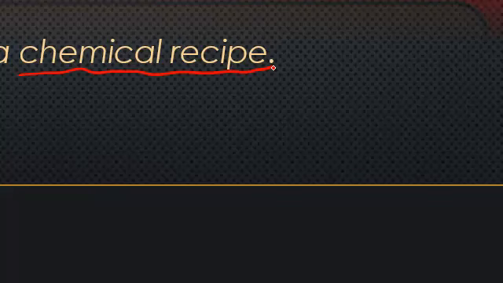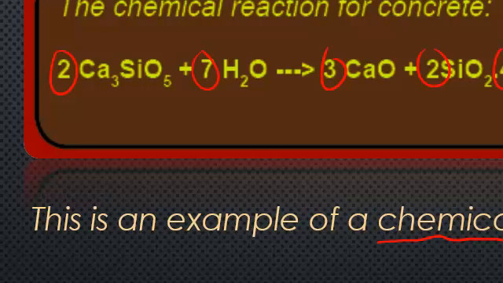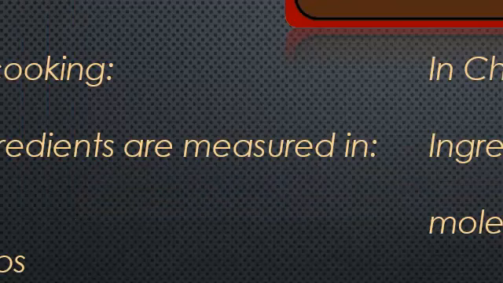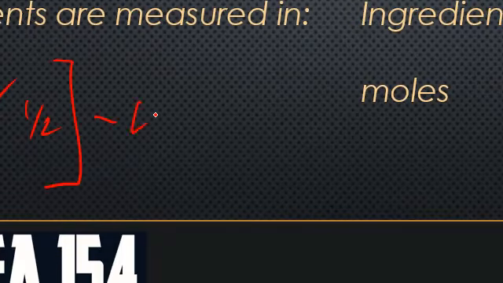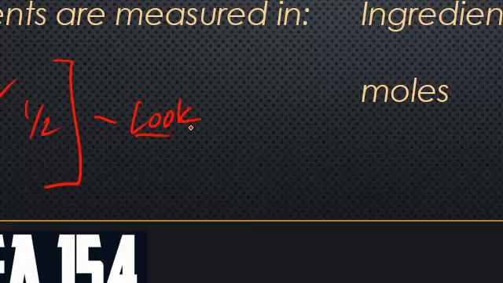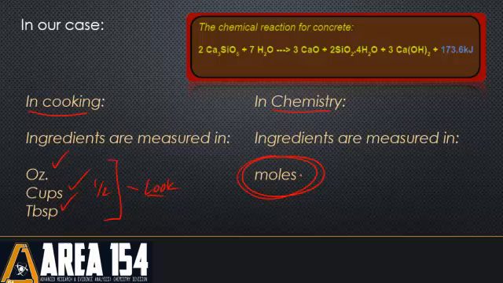So, I guess the question now is, what are these numbers doing here? What do they represent? Well, in cooking, you measure ingredients by things like ounces or cups or teaspoons, a half cup of something or a tablespoon. You have certain measuring quantities when you're going to cook. Now, with chemistry, as oddly complex as this seems, everything is measured using one thing, and that's moles.